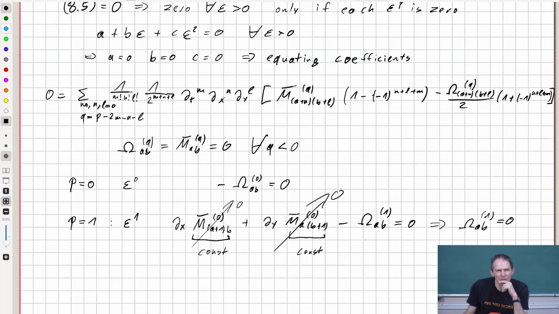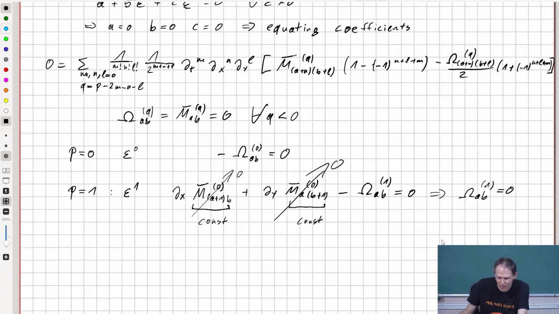Now when we start, okay, so 2 hours I still have. Okay, so maybe not very amazing. Go on. P equals 2. So the equation for epsilon to second order.